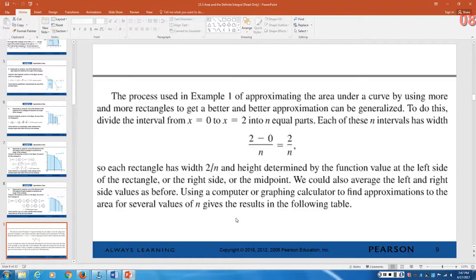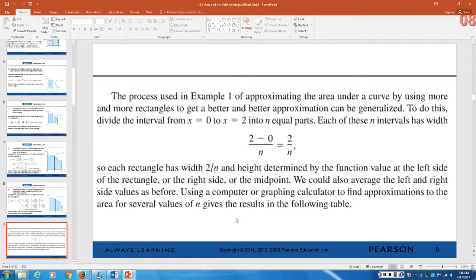And since it's 2 minus 0, that's just 2 over n. So each rectangle is going to have a width of 2 over n and a height that's determined by the function value at the left side of that rectangle. Or at the right side, because we could do it with its right endpoint, or even the midpoints. We can do all of those. We could also average the left and the right side values, but I didn't do it in the examples because that makes too many examples. You get the idea. More rectangles, better approximation.